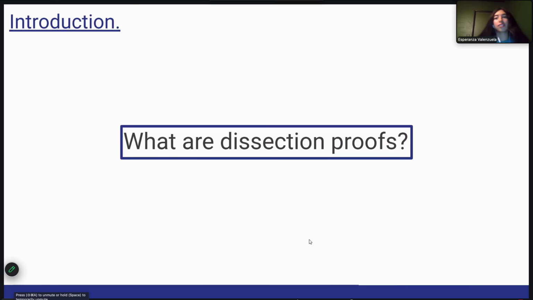So, what are dissection proofs? In a dissection proof, we're given a geometrical figure, and we cut it up into pieces and then rearrange those pieces such that we form another figure, and we rearrange those pieces through rigid motions. Since rigid motions preserve area, it follows that the figure that we started with and the figure that we ended with have the same area.